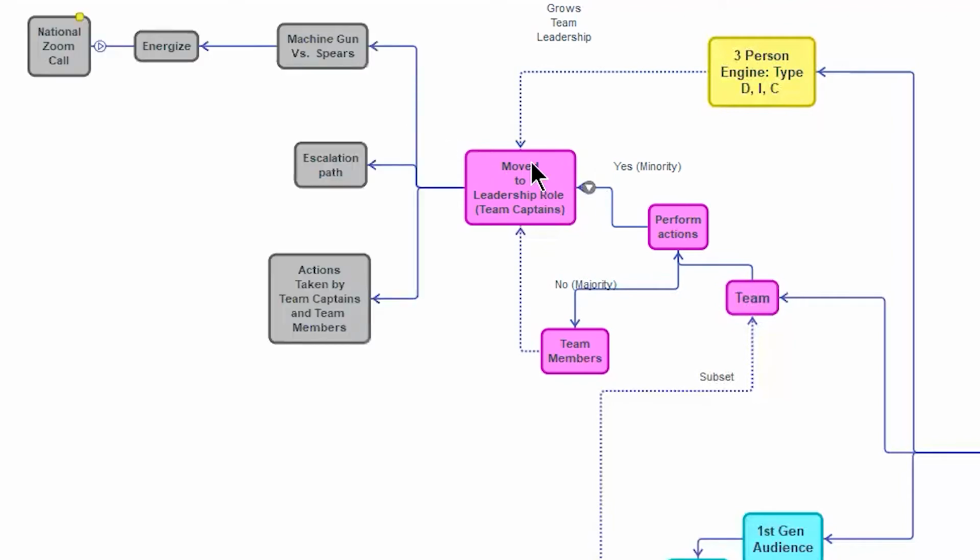That three-person engine begins to work with the team leaders to expand their work. That is done by three things. One, making sure that these team leaders continue to take actions and lead their team members in taking those actions. These are highly localized small teams. There's also an escalation path, which means that as more actions are given and as people take those actions, those that actually take the actions are continually moved into a higher and higher role.